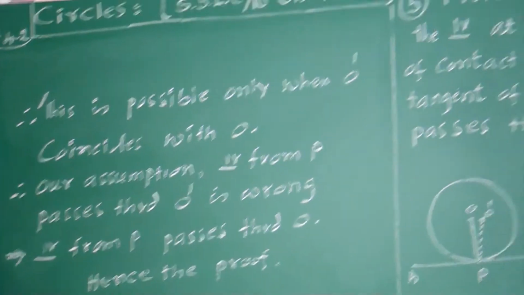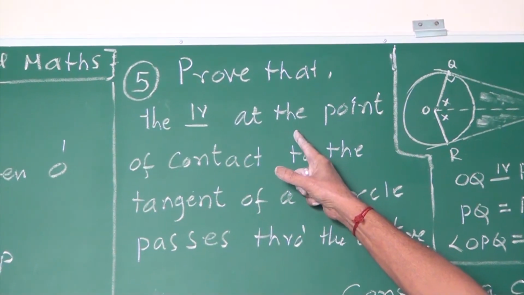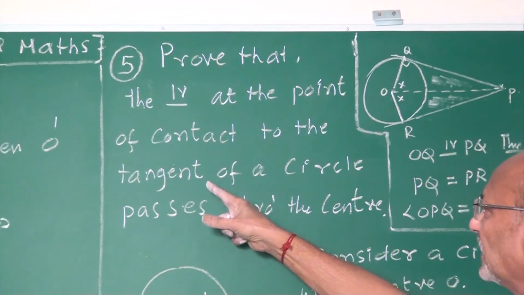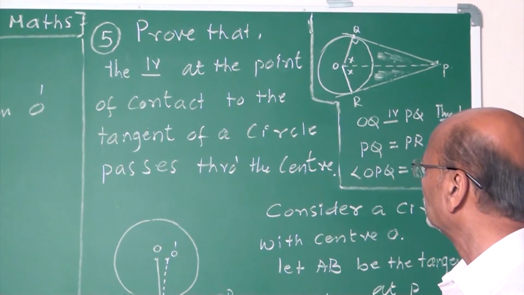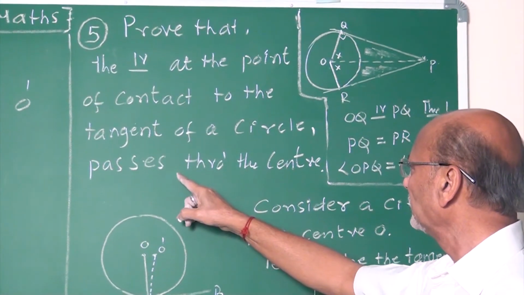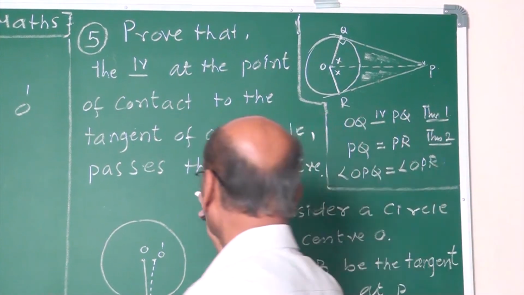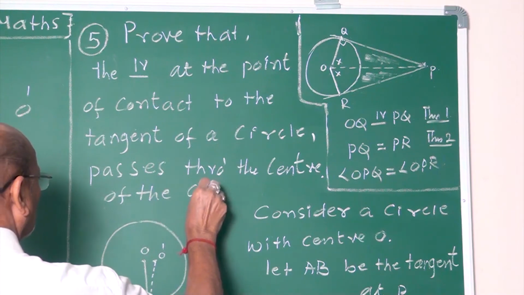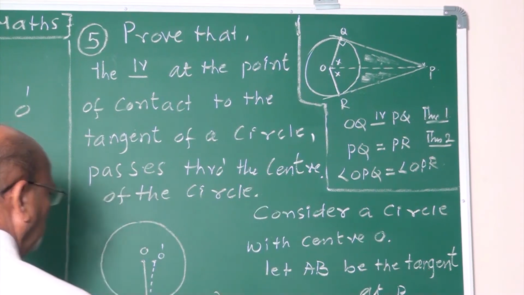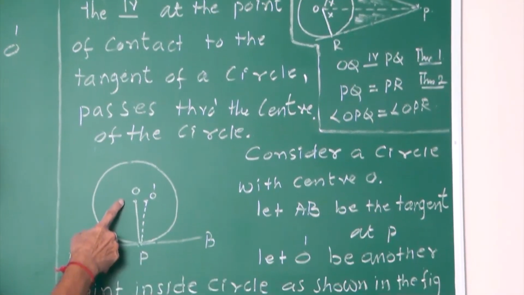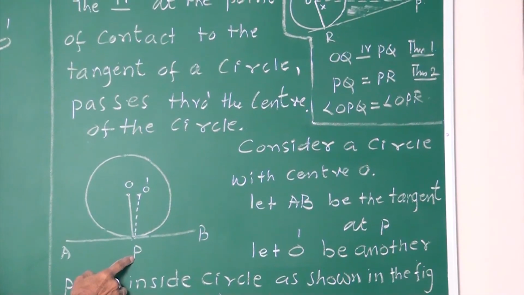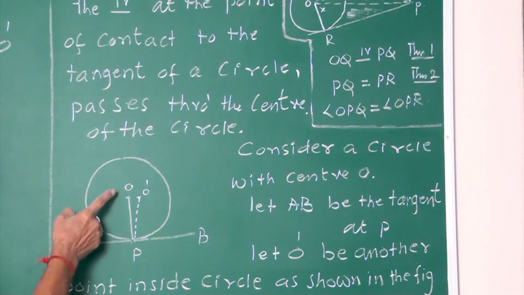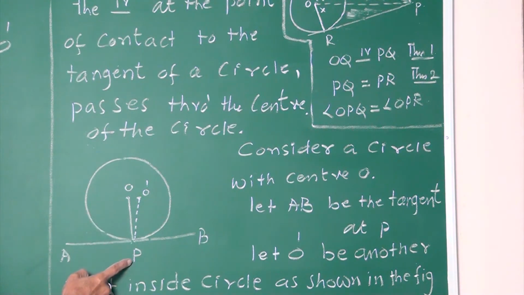Yes, friends, you want to prove this. Prove that the perpendicular at the point of contact to the tangent of a circle passes through the center of the circle. This is the figure. Center of the circle, tangent at P. You want to prove perpendicular from P passes through O.